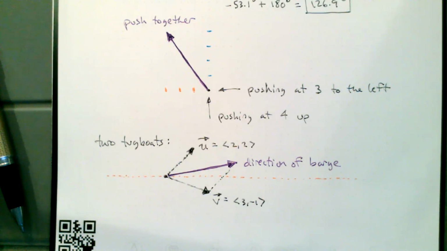We want to be able to go from one to the other. Given components, find magnitude and direction. Given a magnitude and direction, find the components. Any questions?